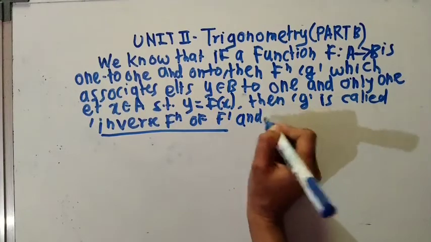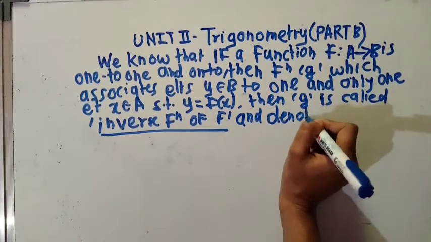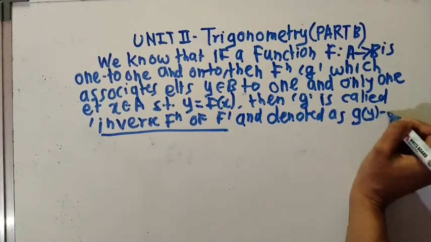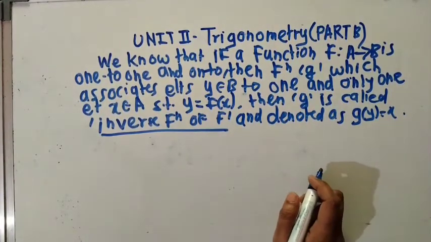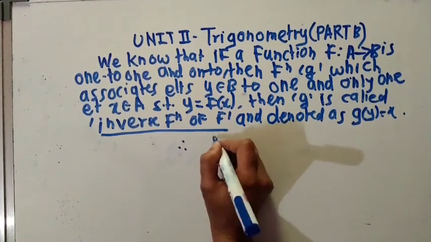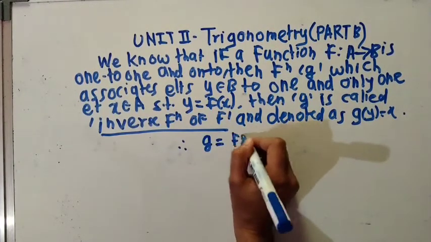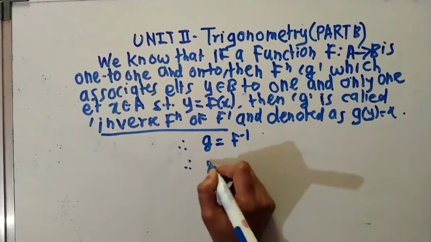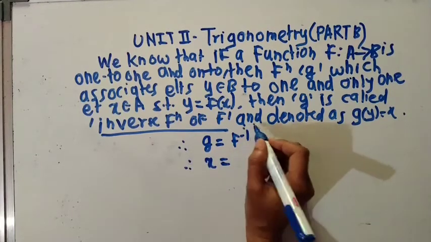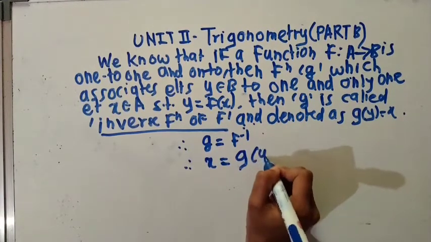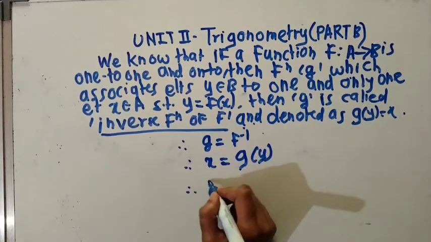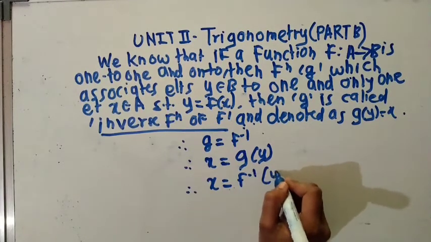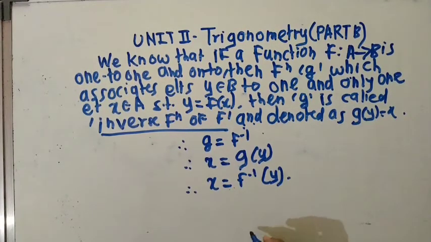And it is denoted as g of y is equal to x. It is rewritten as g is equal to f inverse, and x is equal to f inverse of y, that is, x is equal to g of y.